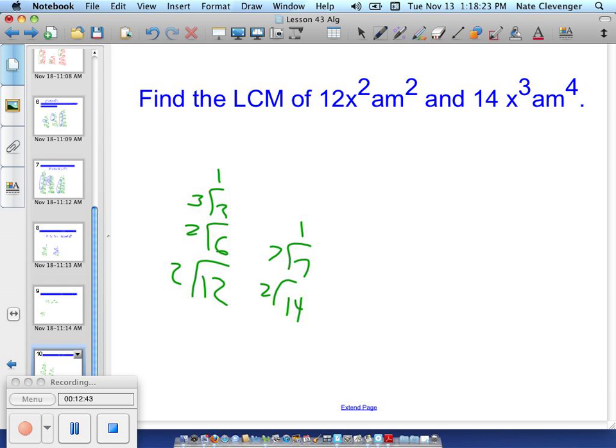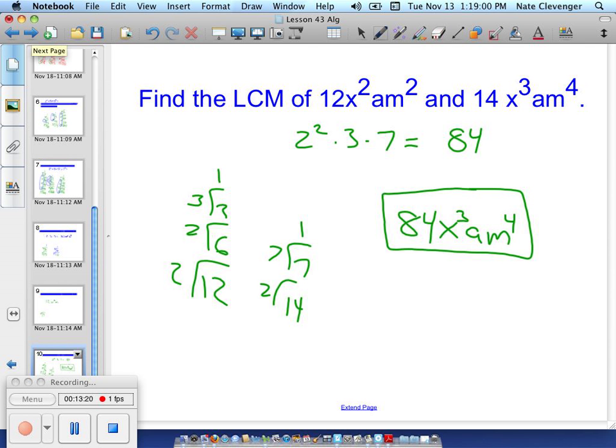Because you get to here, and it doesn't have to be real pretty, but most 2's, you have 2 squared, the most 3's, the most 7's. 4 times 3 is 12 times 7 is 84. So it ends up being smaller even than the 144 we thought it might be. But 84 is your least common multiple, and then your x term would be x cubed, because the most x's is cubed. A term would be a, and m to the 4.